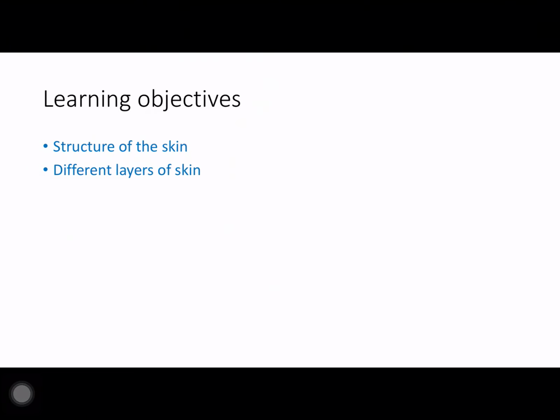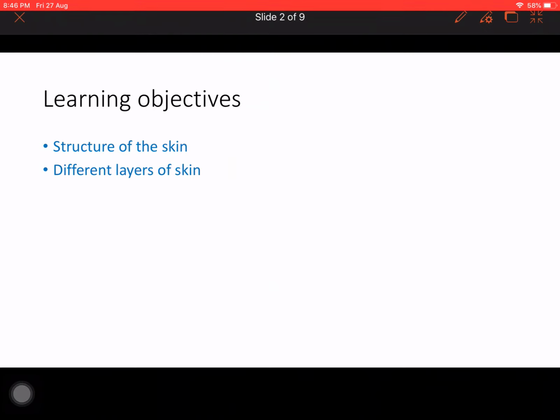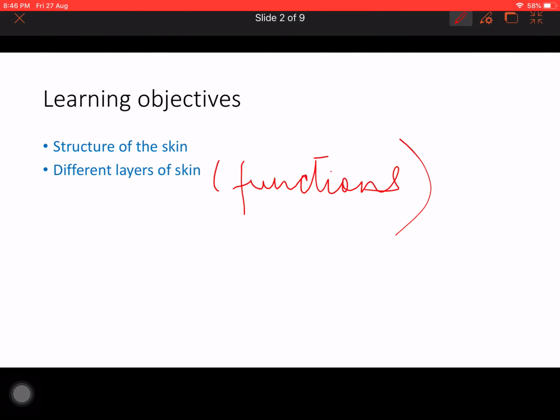Now, what are the main learning objectives of today's lesson? We are going to describe the structure of the skin. We will list the different layers of the skin and describe the functions of each layer. So, how these layers are helping us to perform several functions. Both structure and functions will be discussed.